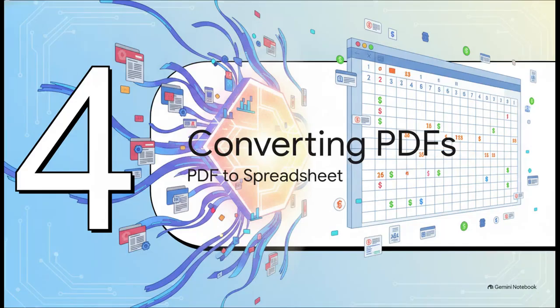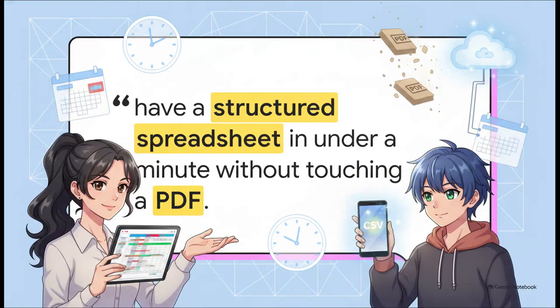Next up, Section 4, converting PDFs to spreadsheets. This is where we turn static documents into actionable data. Before you go converting anything, let me reiterate a fantastic point from our research. If your transactions fall within that 18-month download window, you can have a structured spreadsheet in under a minute without touching a PDF at all. Always check for that native CSV download first. But if you need older data, then conversion is going to be your next step.